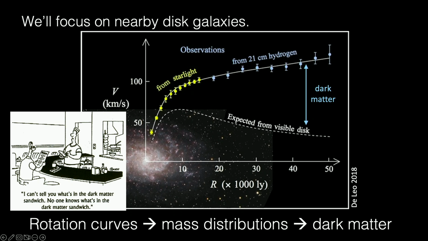Now, I wish I could tell you what was in a dark matter sandwich. Nobody knows what's in a dark matter sandwich, and there are lots of people in this room who are working on what's in a dark matter sandwich. So I'm not going to speculate about the nature of the dark matter in this talk. What I'm going to do is try to constrain its properties without trying to identify the nature of the particle. I'm going to implicitly assume that we're talking about a collisionless particle.